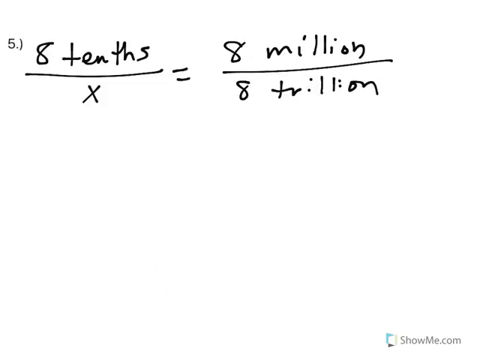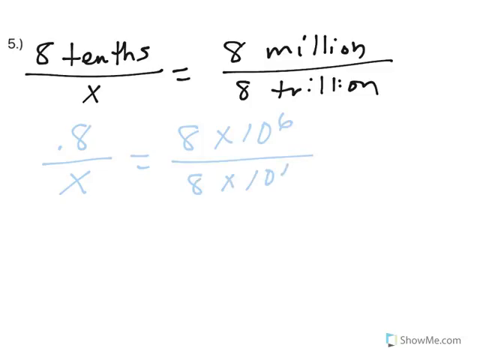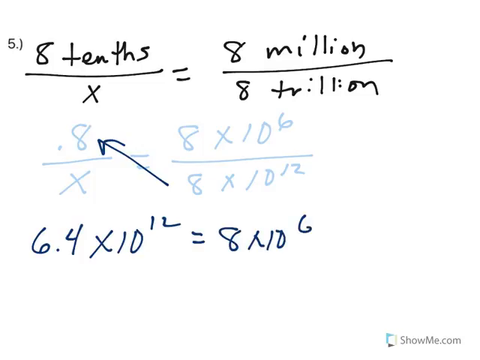Seems kind of crazy. Number 5, I'm going to do the same thing and rewrite this. Now, 8 tenths is just 0.8 over x. 8 million is 8 times 10 to the 6th. 8 trillion is 8 times 10 to the 12th. So if you want, you could put 0.8 in scientific notation, but I'm going to leave it just like it is. When I cross multiply, 8 times 0.8 gives me 6.4. So I have 6.4 times 10 to the 12th equals 8 times 10 to the 6th, going this direction, times x.